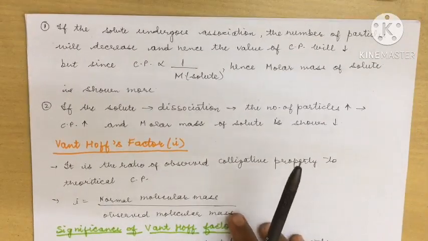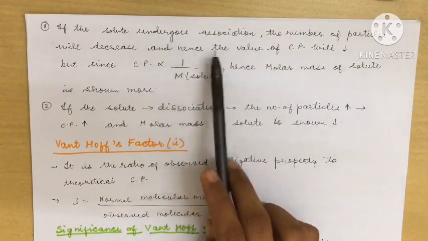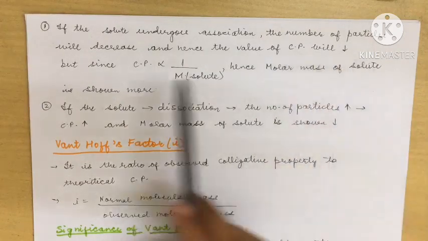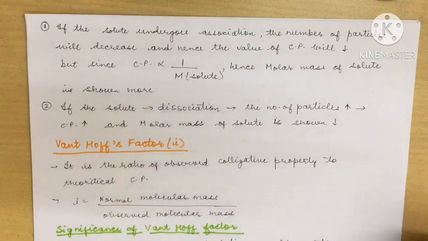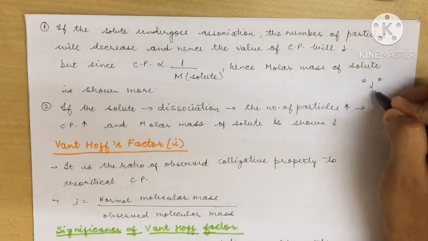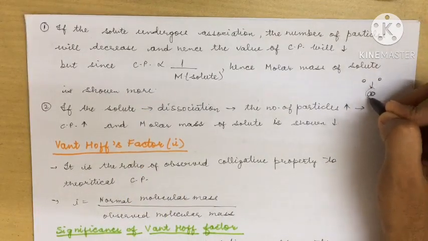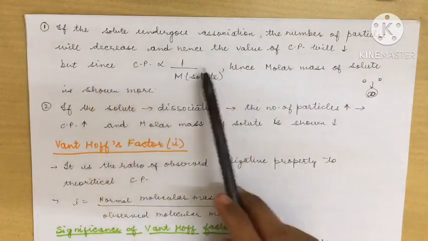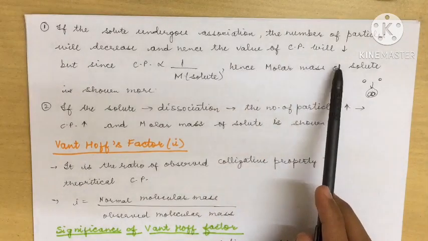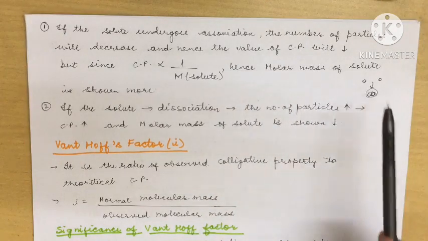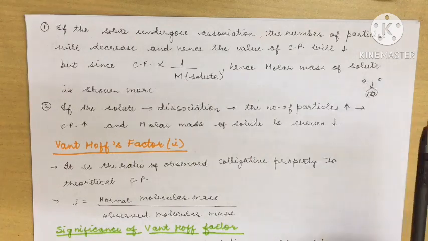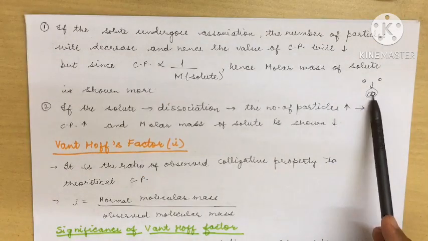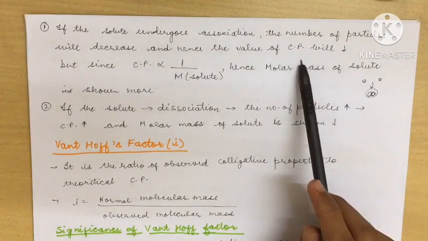Suppose the solute undergoes association. Whenever the solute is going to associate, meaning when it is going to form an aggregate, at that time the number of particles will decrease, because earlier there were two particles present, but these two particles are now united to form a single particle. So this will be considered a single particle. In this case, the number of particles is decreasing, and hence the value of colligative properties will decrease, because we know that colligative properties always depend on the number of particles.